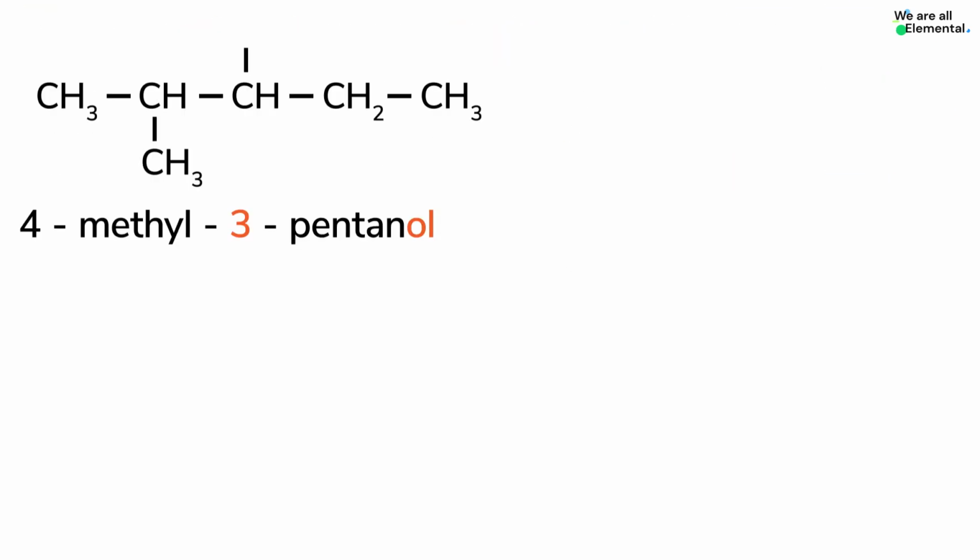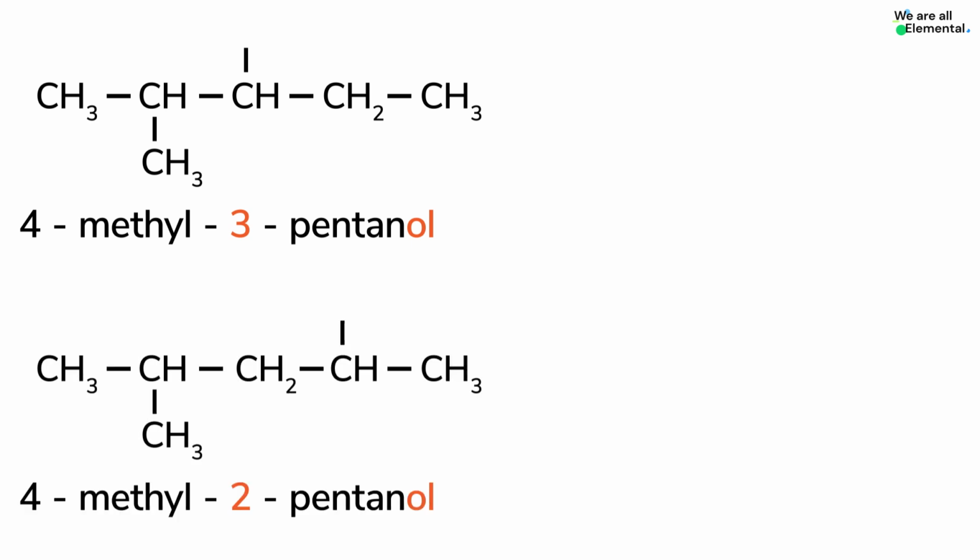In this example, the two compounds 4-methyl-3-pentanol and 4-methyl-2-pentanol have the same molecular formula. They're both alcohols and they have exactly the same skeletal structure. But the position of the OH group is different, and therefore they are position isomers.